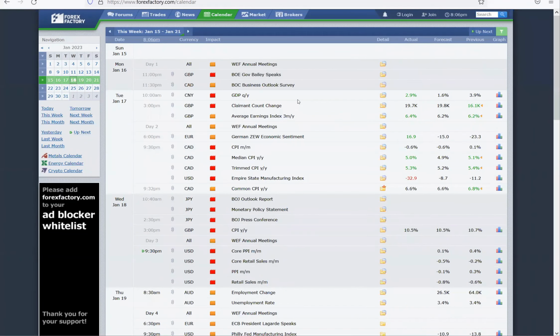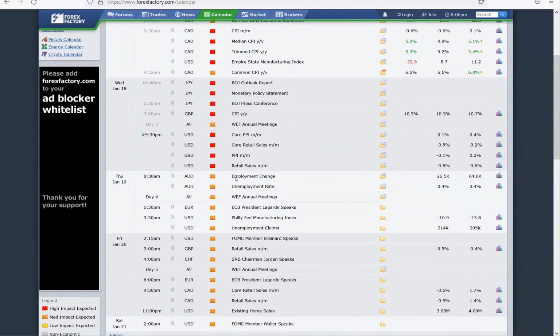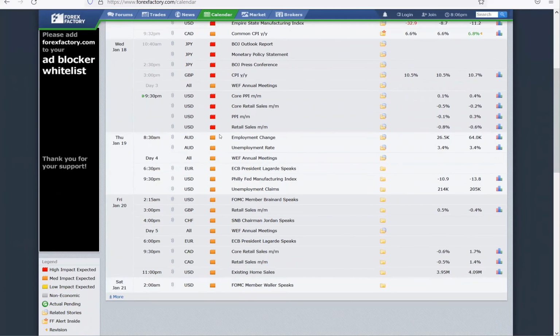So you can see coming up today, we have the dollar data. It's mainly revolving around the dollar for today, as well as the Aussie tomorrow. So these are the key ones that we have coming up today. So this is the economic calendar.